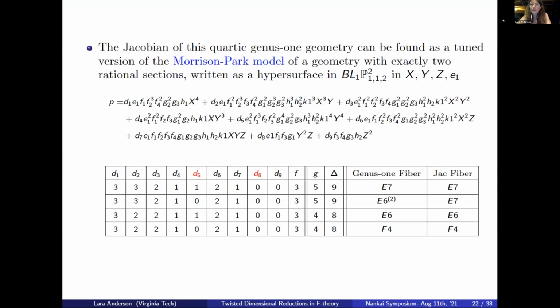I should say, by the way, that as you tune this particular model, different things are possible. I won't go into the details of this for time, but for the same general fiber type and its Jacobian, you can realize different possibilities, including where the genus 1 fiber and the Jacobian can agree, where one of them can become a folded version of E7, as I'll talk more about, E7 to E6, and where you can realize both E6 and F4 as well.